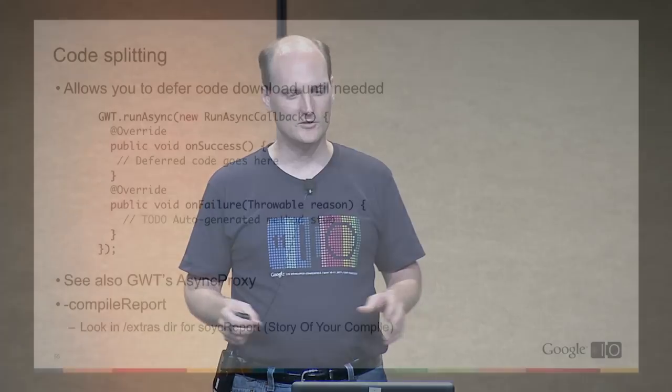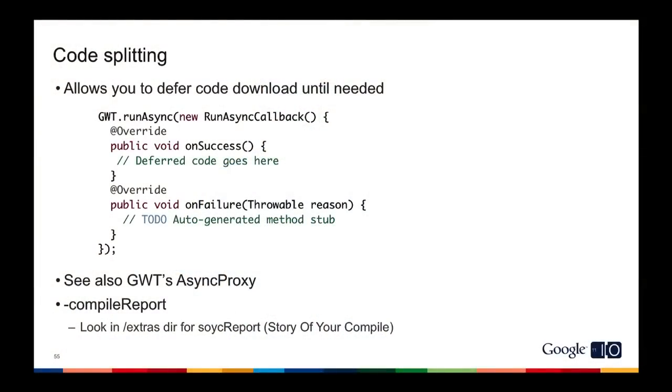Okay, now we come to code splitting. This is the good part. This is why we are doing these new activities and places. We'd like to be able to defer code downloads until we actually need them. And this capability has been in GWT ever since 2.0, GWT.runAsync. So you make a runAsync call, and anything in the onSuccess method will be deferred until it's actually encountered.